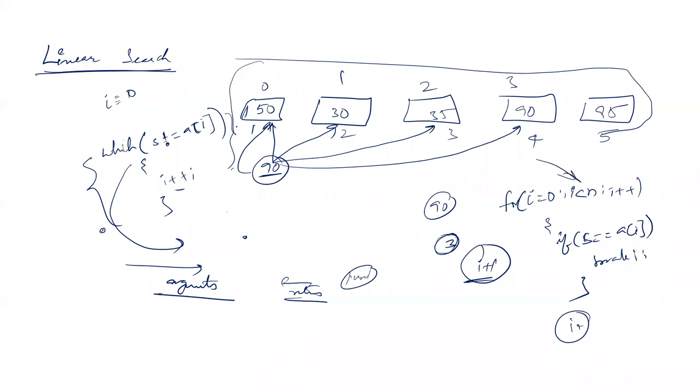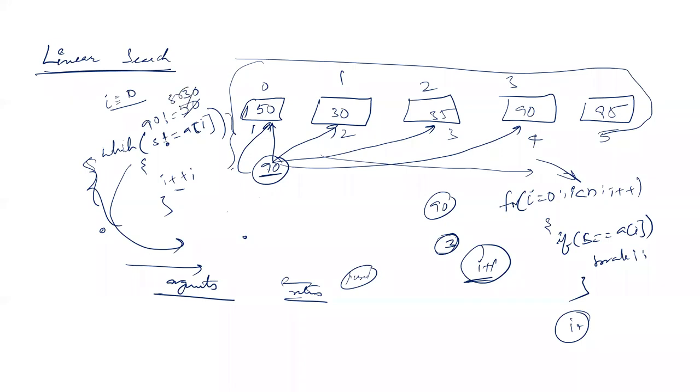What is the technicality we have discussed here? We want to write it into code, or else we can write the same logic by changing it. For example, you start with i value 0. Say the element is 90. Is 90 not equal to a of 0, which is 50? 90 is not equal to 50, therefore increment i plus plus. Again, 90 is not equal to 30. Yes, it is not equal, so increment the i value again.